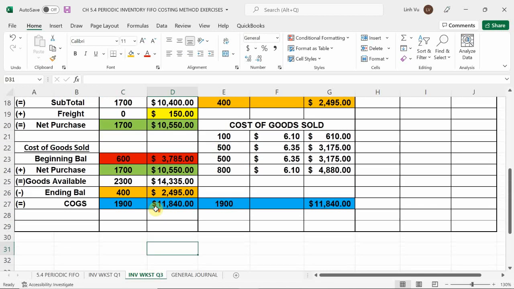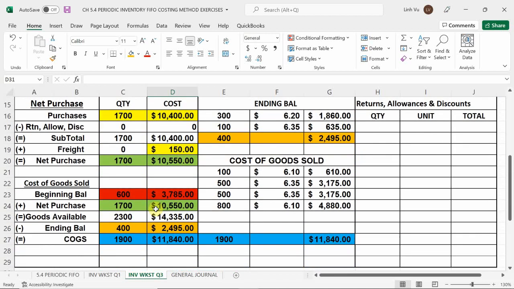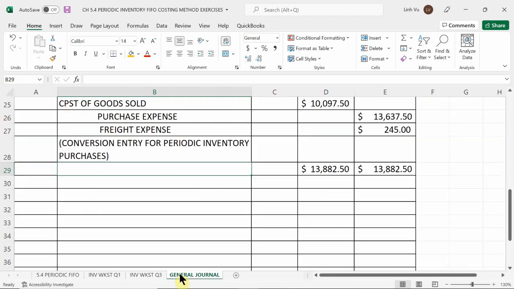Any questions on calculating? No. Okay. Then the last question of the day is to do your conversion entry. So May 31st. What am I going to recognize first? Inventory. Inventory, right?